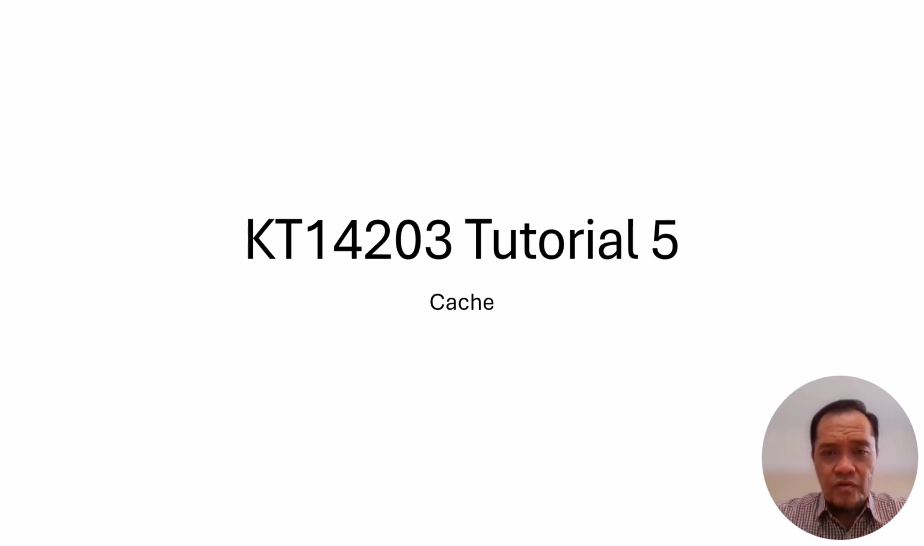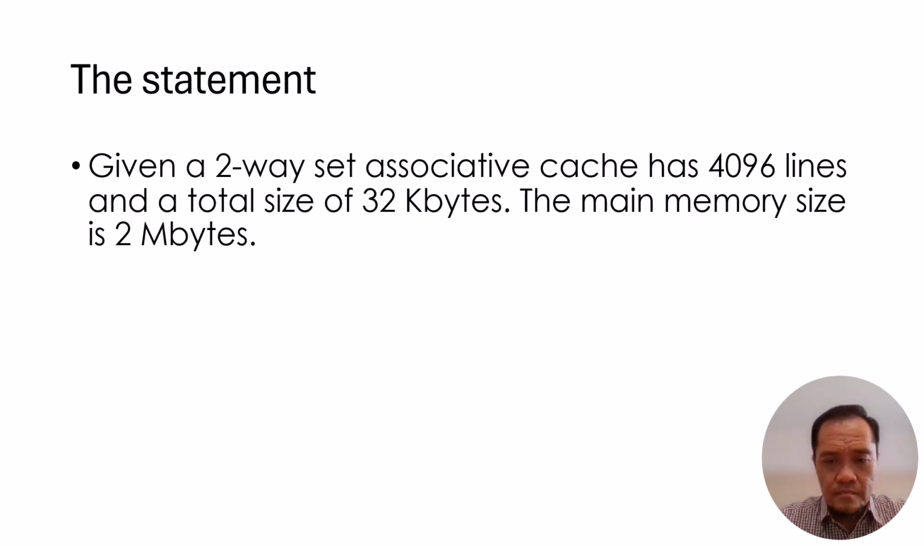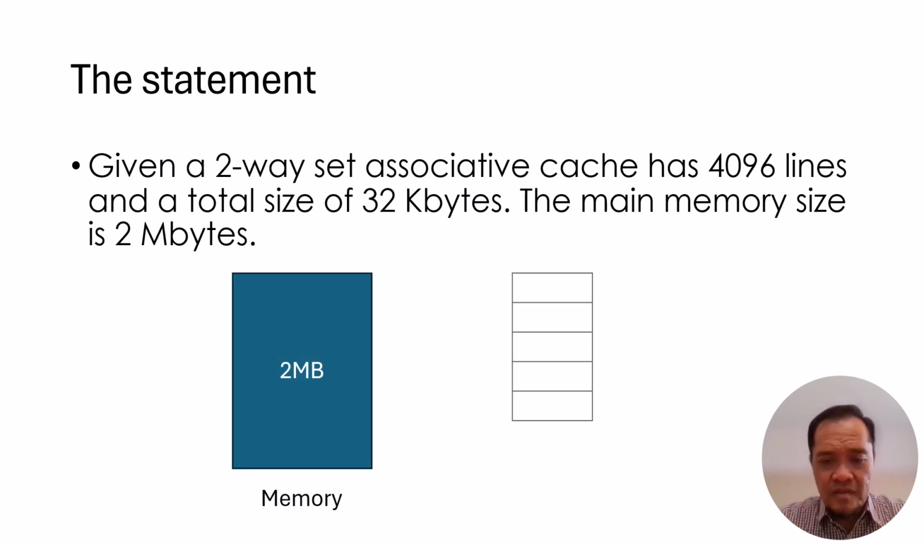I created this video to explain tutorial 5 of KT14203 Computer Architecture and Organization. In the tutorial, you are given a two-way set associative cache that has 4096 lines with a total size of 32 kilobytes, and you are also given a memory size of 2 megabytes as shown in the figure.